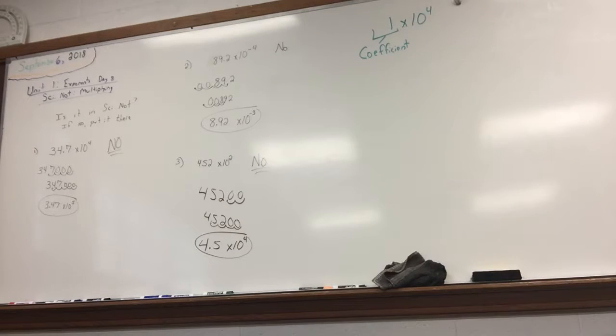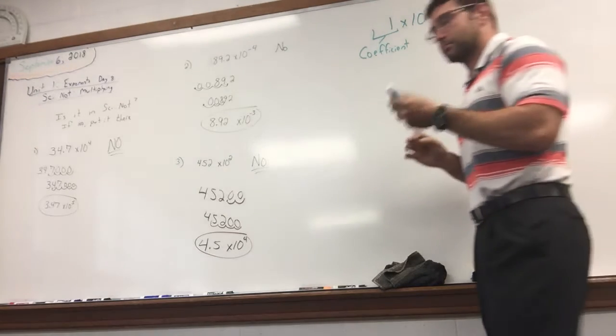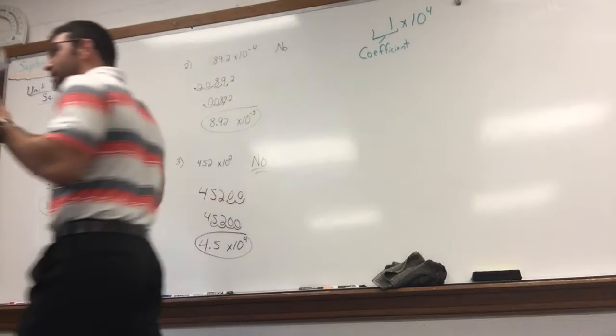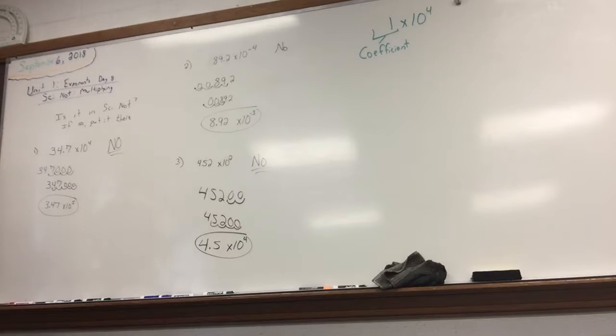The number in front of the times symbol, in front of that x, is what we call the coefficient. Okay? So the number in front of the times symbol is our coefficient. Then we've got the times 10 to our exponent.